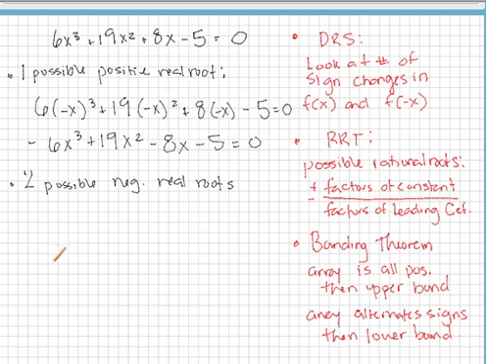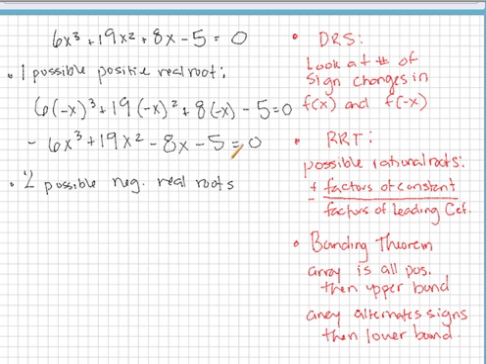Now let's go ahead and figure out our possible rational roots using the Rational Roots Theorem. The Rational Roots Theorem in English basically tells us, take all the factors of the number that doesn't have an x on it, take all the factors of the number in front of the highest power of x, stick all the factors of this over the factors of this, and those are all your possible rational roots.